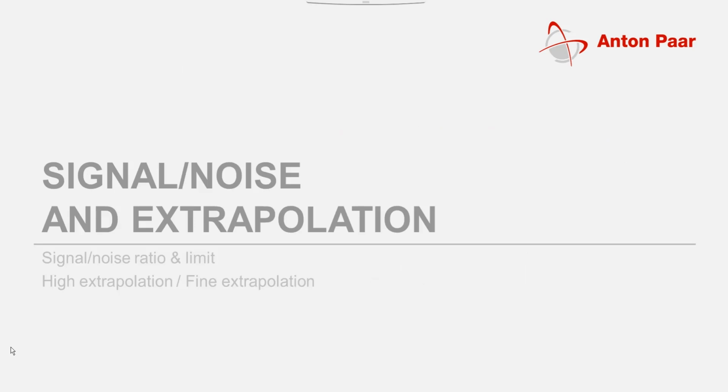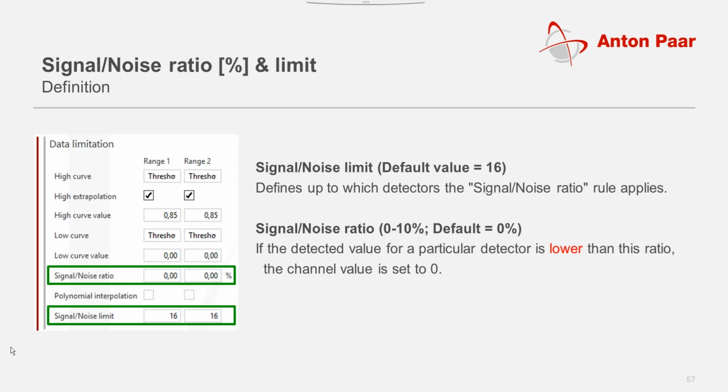There are other global parameters which belong to the group of parameters for advanced users. These are signal-to-noise ratio limit and high and fine extrapolation. The signal-to-noise option, like the high curve threshold and the low curve threshold, is in the data limitation section. They are in the same window, in the same data limitation window.